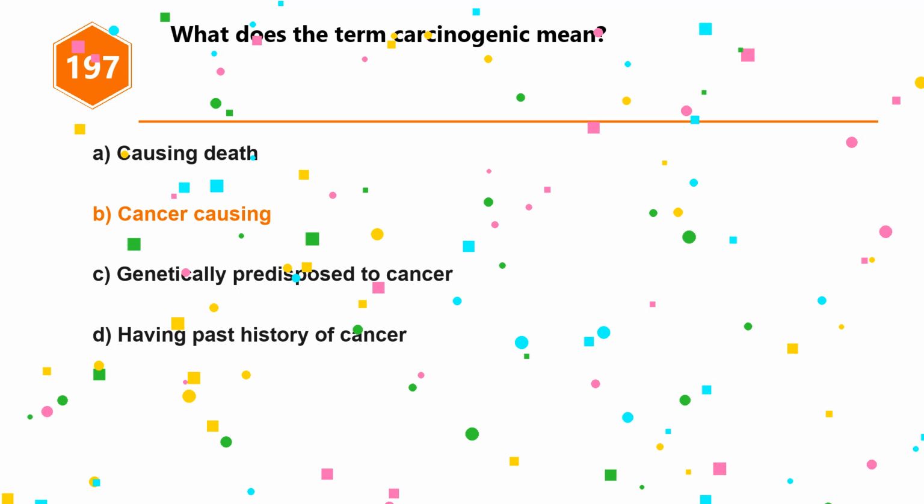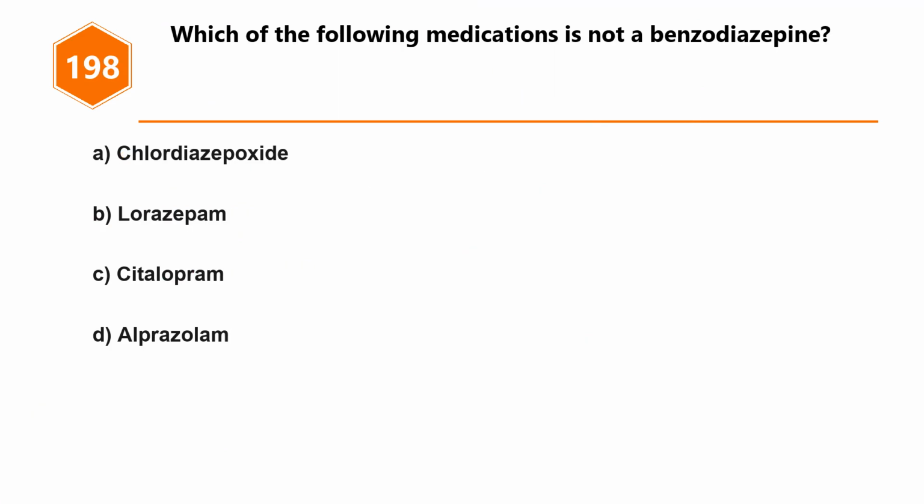The correct answer is option B. Cancer causing. Question 198. Which of the following medications is not a benzodiazepine? Option A, chlordiazepoxide. Option B, lorazepam. Option C, citalopram. Option D, alprazolam.